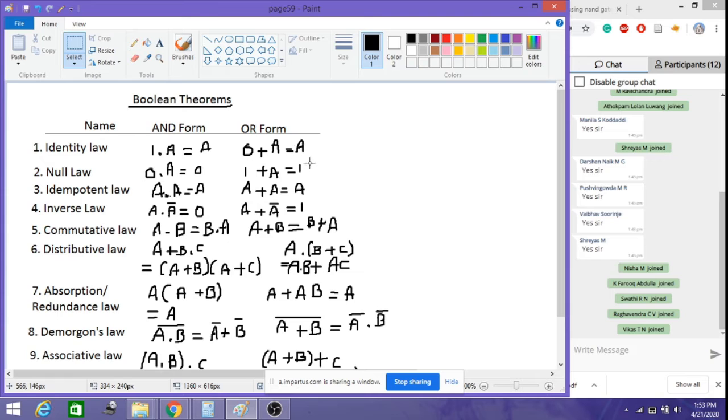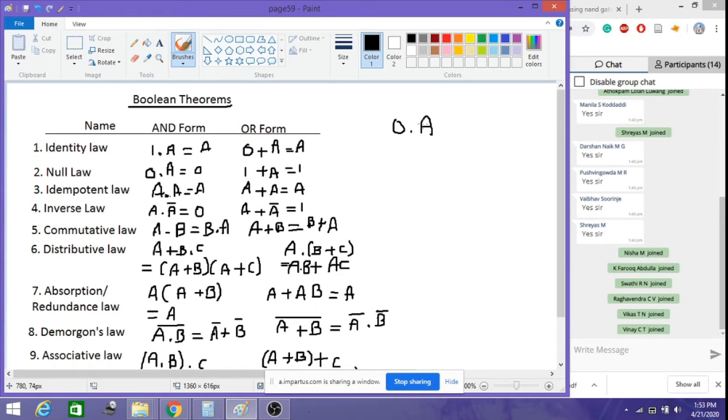Now let us take the null law. Here, if you multiply a logical input with 0 and take the product, what do we get? A into 0 is equal to 0. Anything you multiply with 0, we will get it as 0. So whether A is 1 or 0, it doesn't matter.